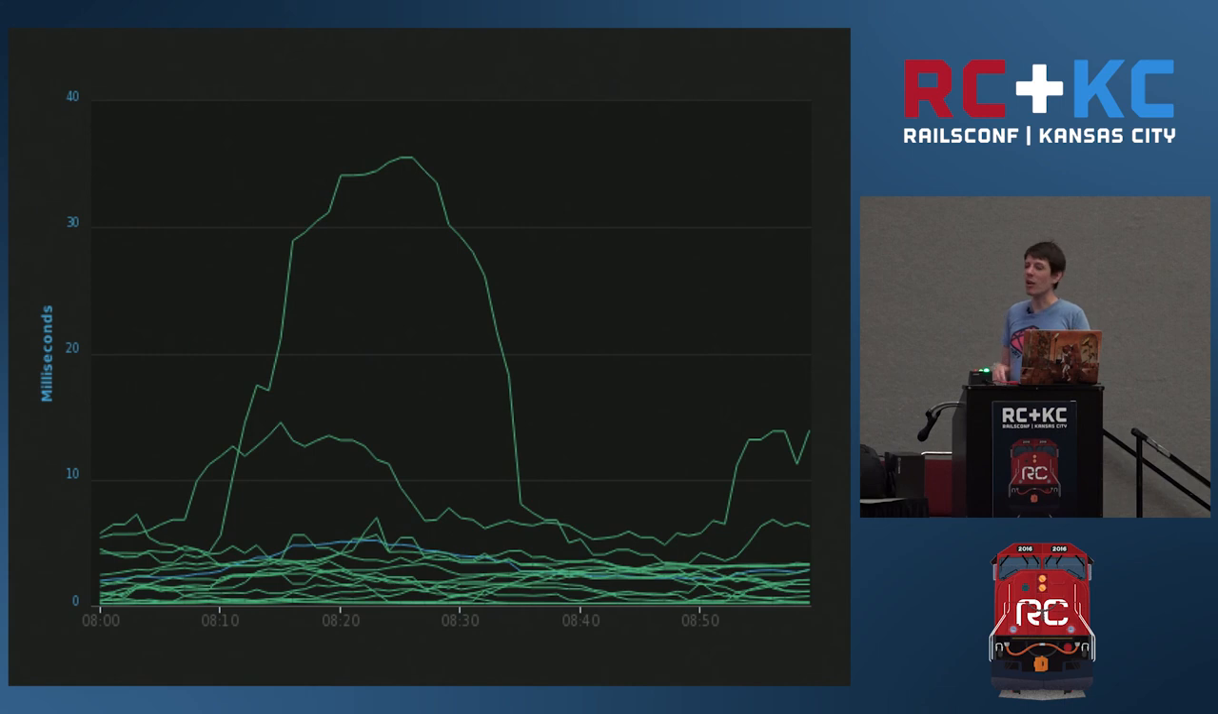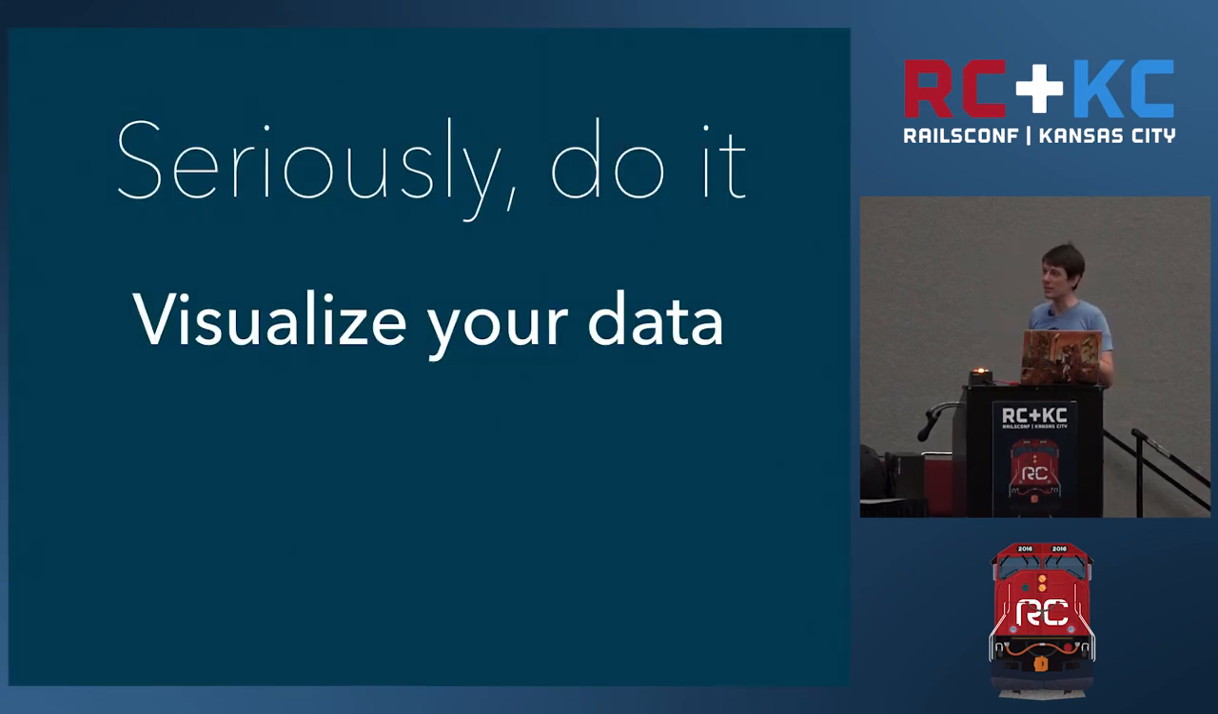And so we wound up resolving this issue by just killing the one dyno that was having trouble and restarting it as a fresh dyno, but we didn't have to nuke all of our dynos. We didn't have to, right? This narrowed down the problem immediately just from having a breakout graph. So, do it. Visualize your data.